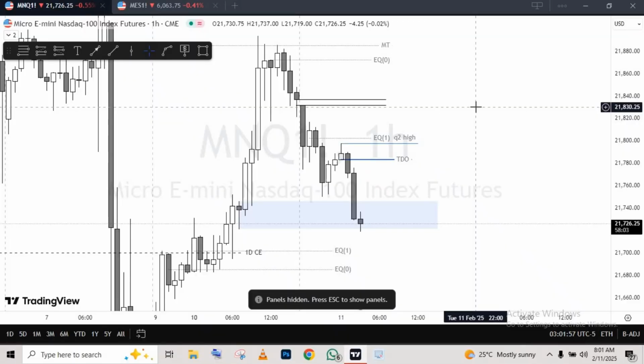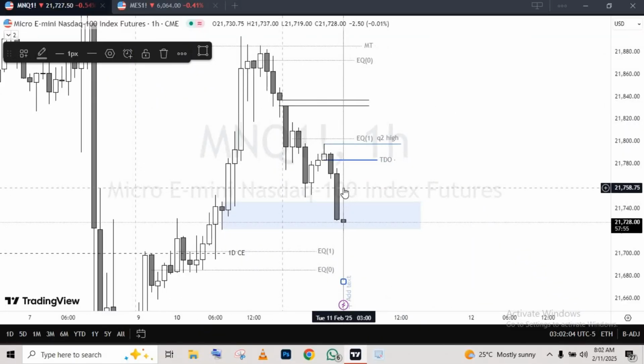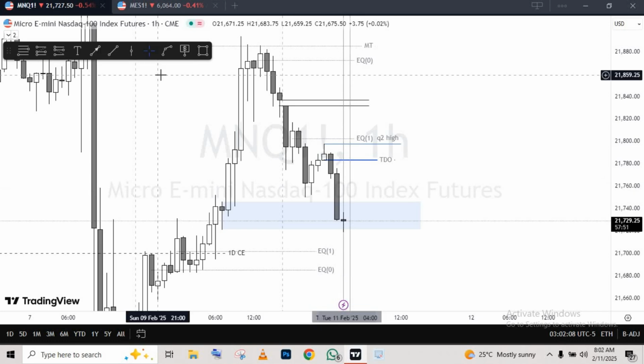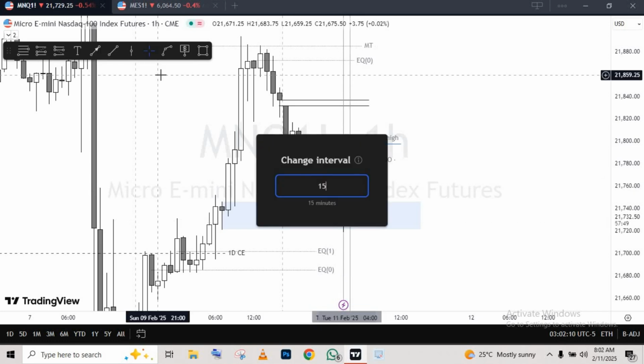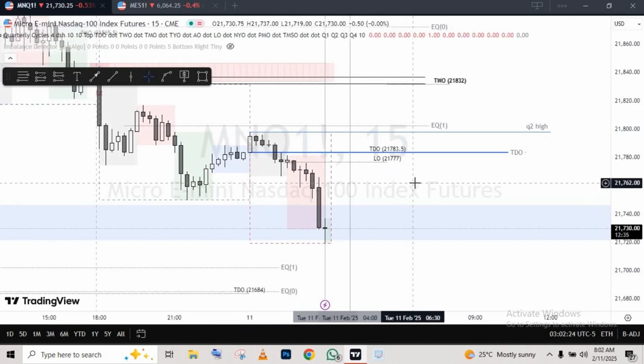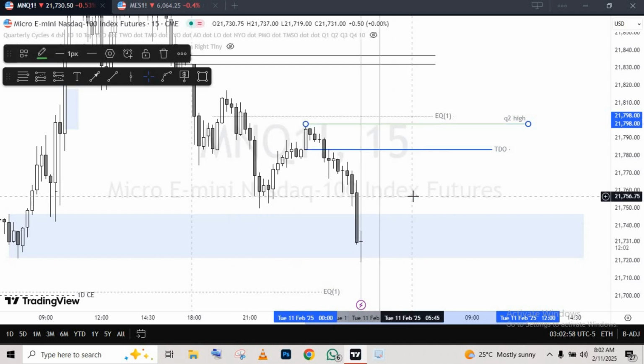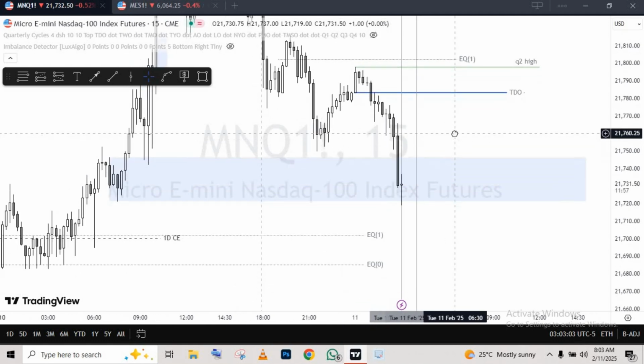Alright, so we are in the London kill zone. I am looking to take a trade from 3 to 4 a.m. Let me quickly scale down into the 15 minute time frame. And here we're going to have my liquidity targets. So I'll be looking for a buy to target this high right here. The high of the second quarter of the London session is my target on price. So yeah, I am looking to take a trade upside.